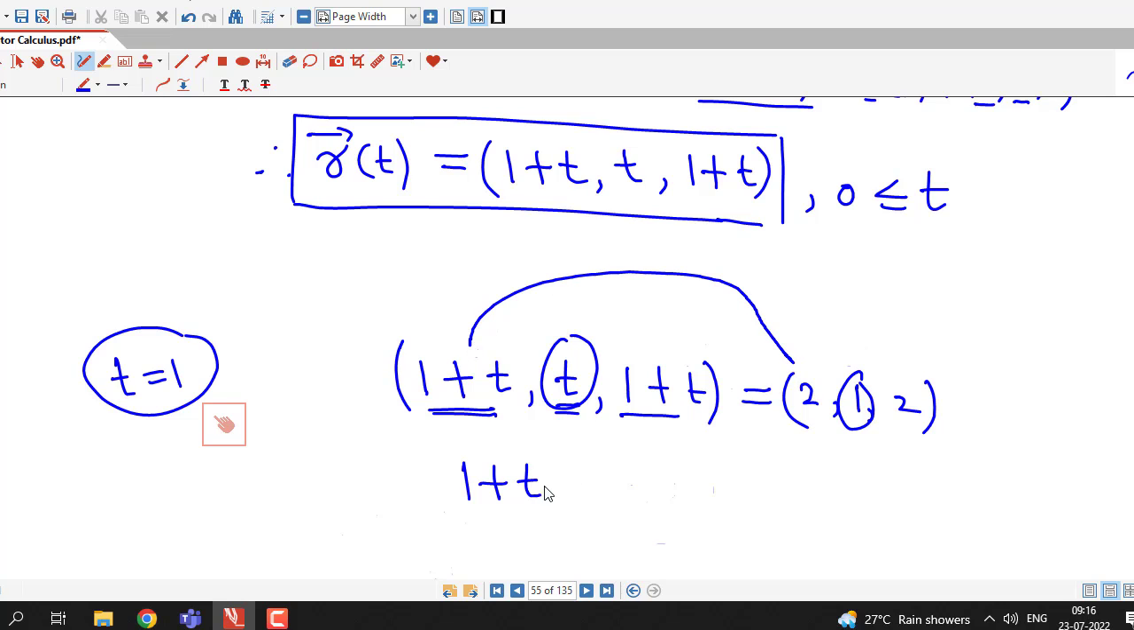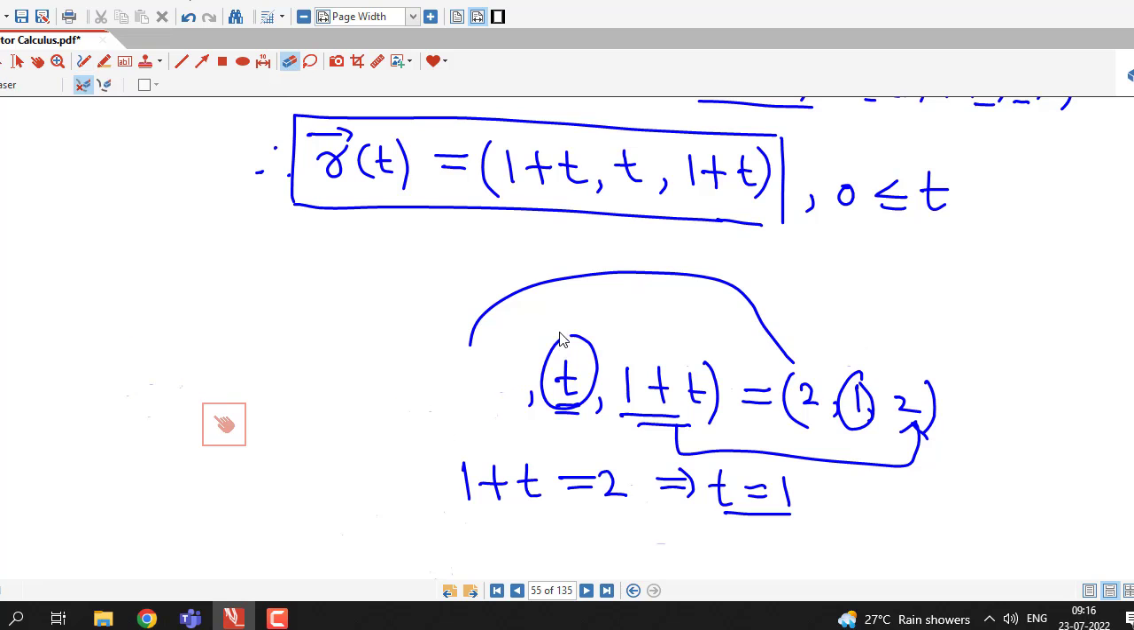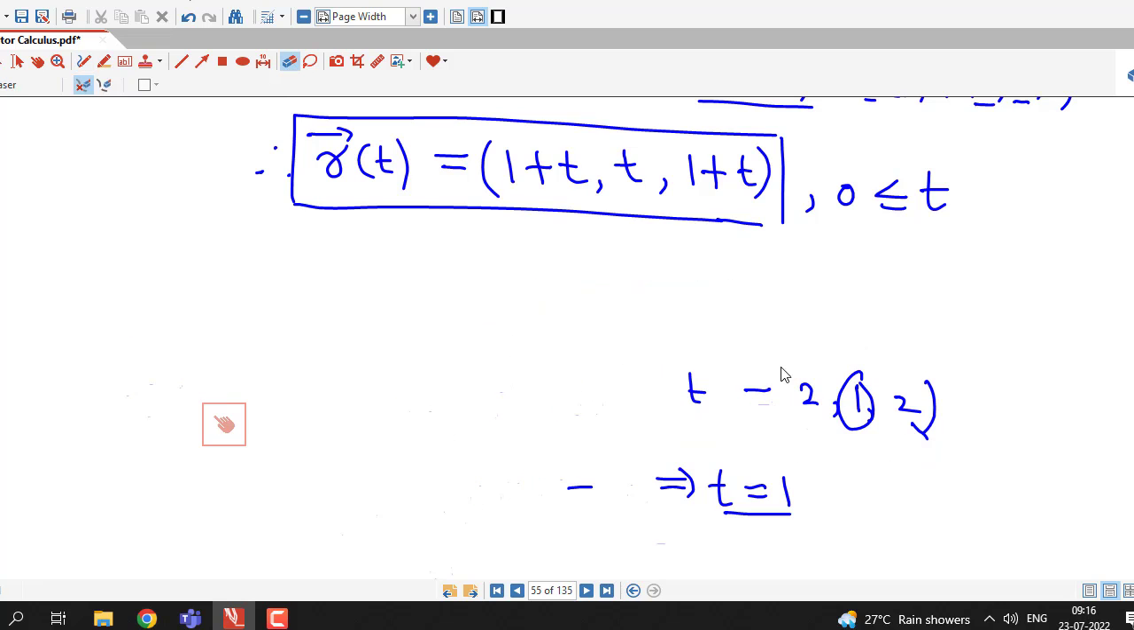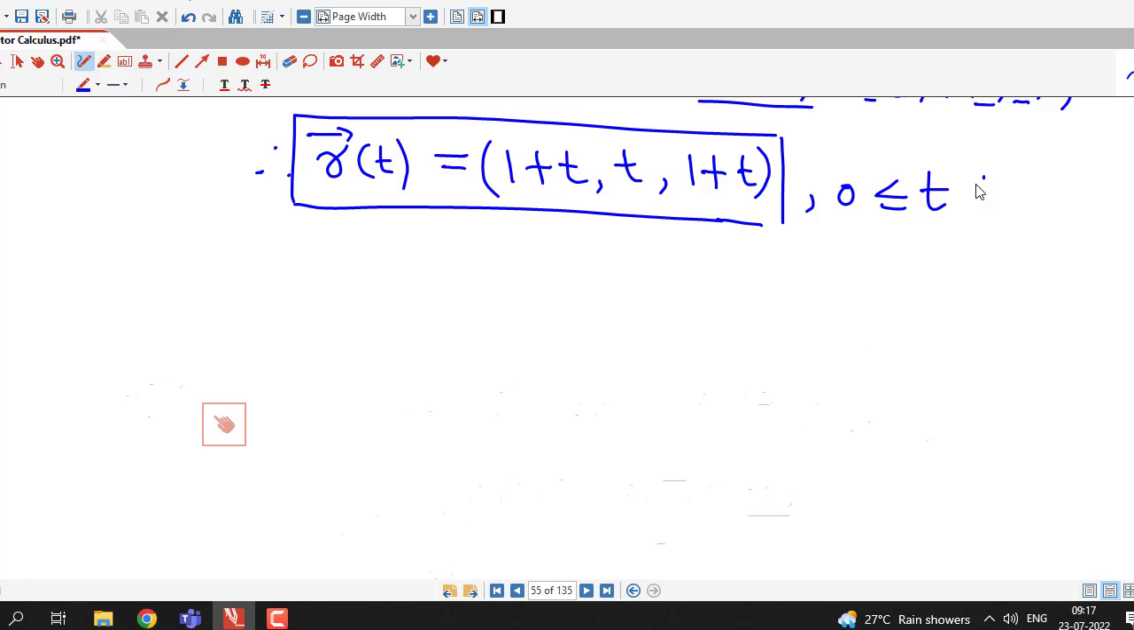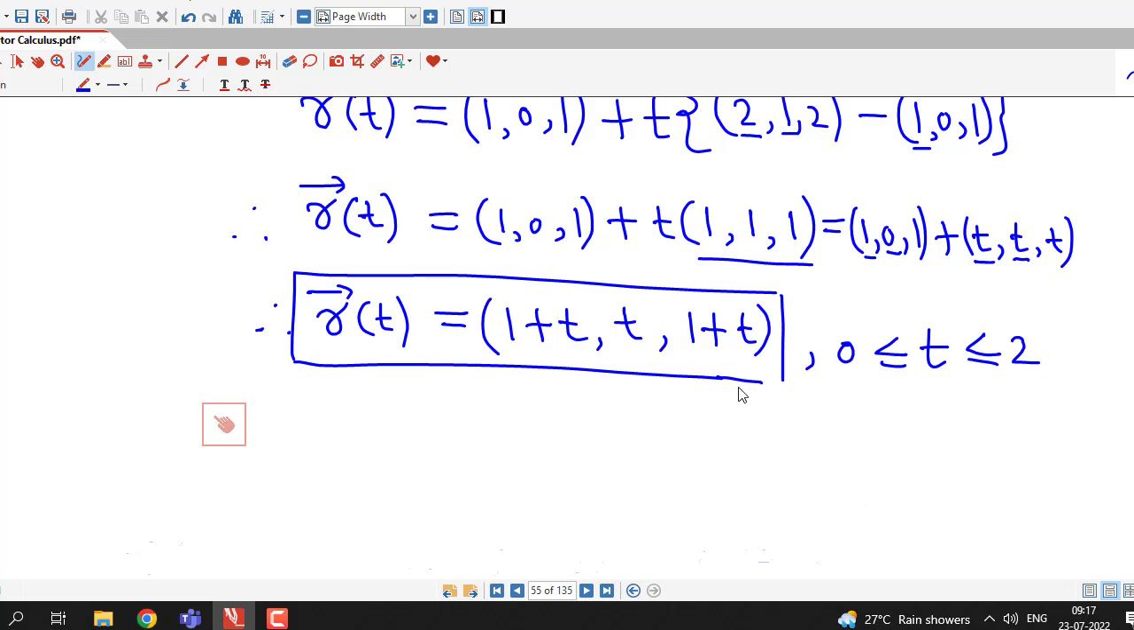Suppose I compare first components, then I will have 1 plus t equal to 2, that will also give me t equal to 1. Similarly, if we compare last components, we will obtain t equal to 1. So the value of t corresponding to the other point B is t equal to 1. So in our parametric representation, the restriction on t will be from t equal to 0 to t equal to 1, and that will be our limit of integration once we convert our line integral in terms of t.